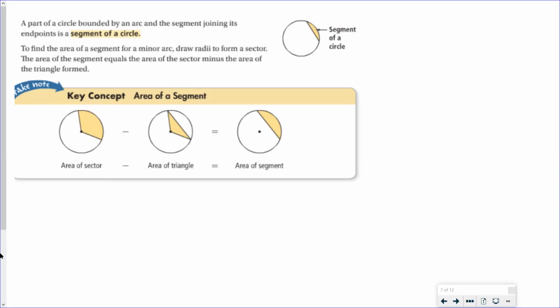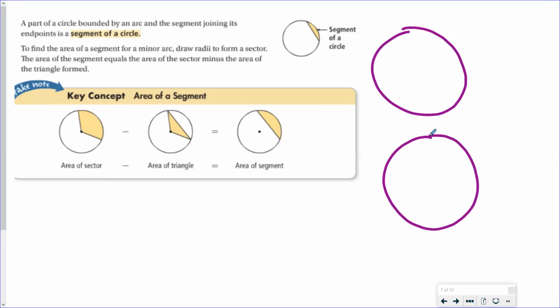Now, what is the segment of a circle? Before that, if you have this circle here, what is the difference between the diameter and the chord? The diameter passes by the center, but the chord does not. Thank you. So this is a diameter and this is a chord. The diameter is passing through the center of a circle, but the chord is not passing through the center of a circle.